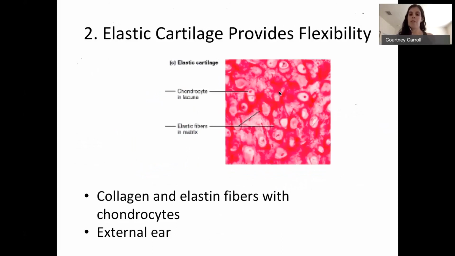The last type of cartilage is elastic cartilage, and this is very flexible because of those elastic fibers that are secreted that form that extracellular matrix. And the major place for elastic cartilage is your external ear. So when you get your ear pierced, you're actually getting your elastic cartilage pierced specifically.